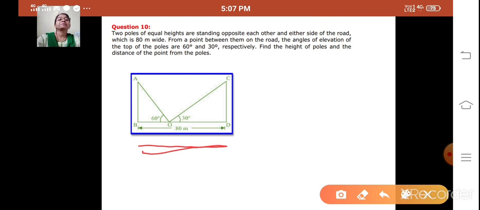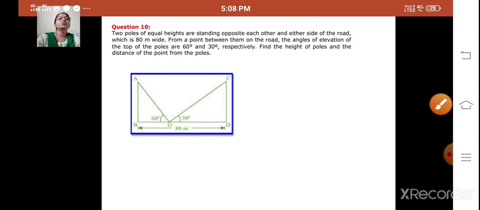Children, remember, more the inclination, less the angle of elevation. Right? This point O is away from point D. That is why the angle of elevation is less, this 30 degree, than the 60 degree. Why? Because this O is very close to point B. So remember, more the inclination, less will be the angle.